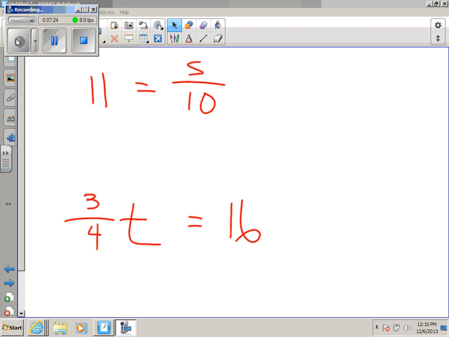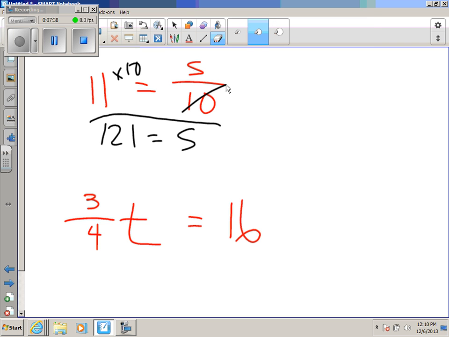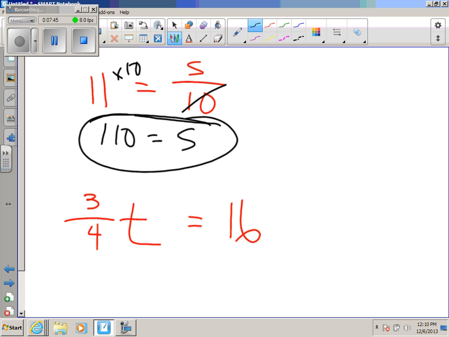All right, Alex, what's happening to S? Divided by 10. The opposite of divided by 10? So 11 times 10. Whoops, 110. 110 equals S. Plug it in. 110 divided by 10 should give us 11. Here, what's happening to T? It's being, Chris?